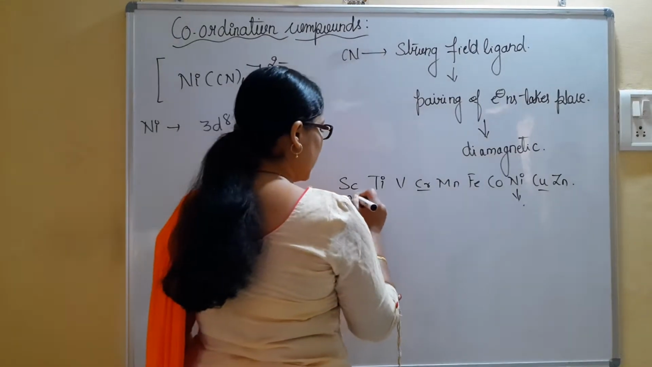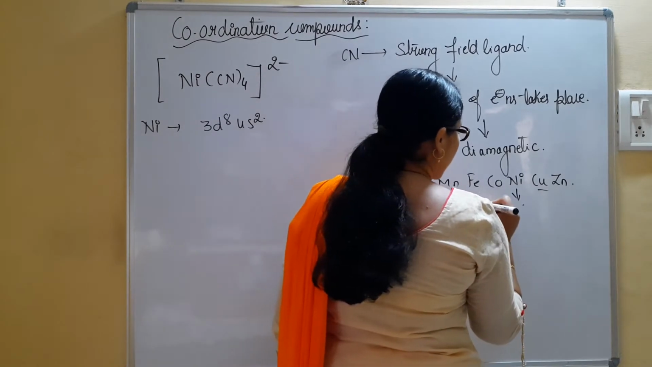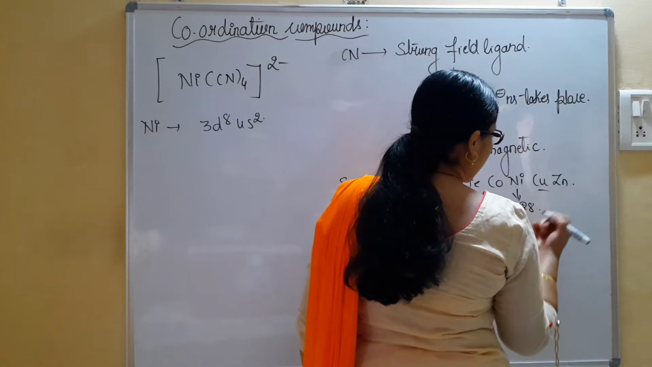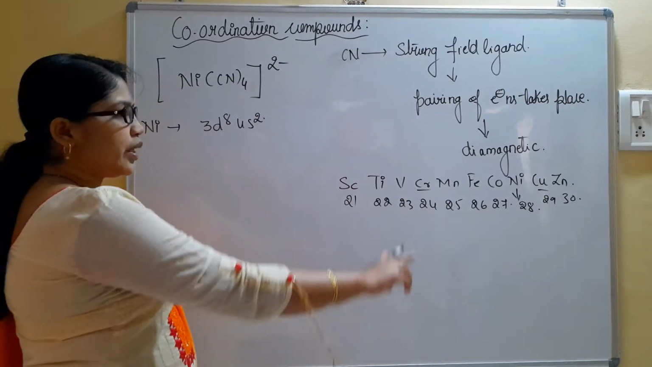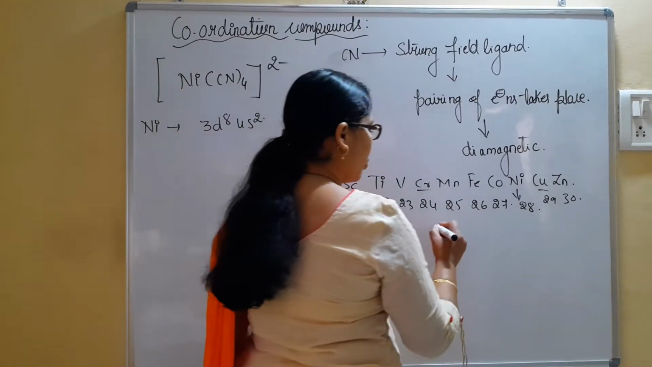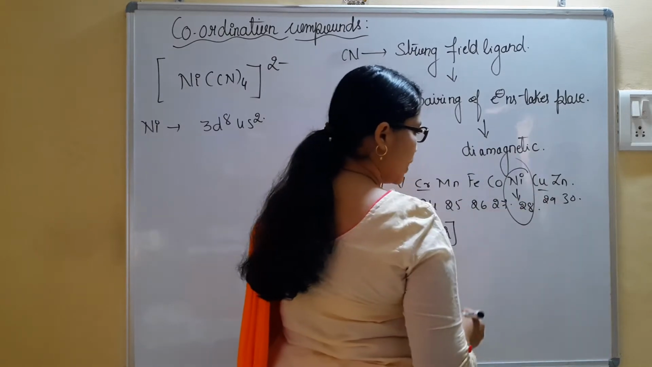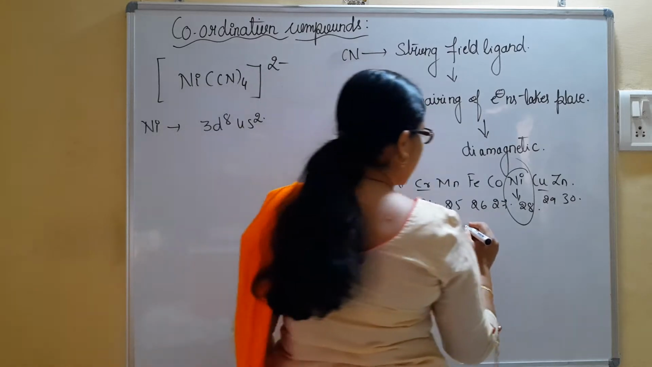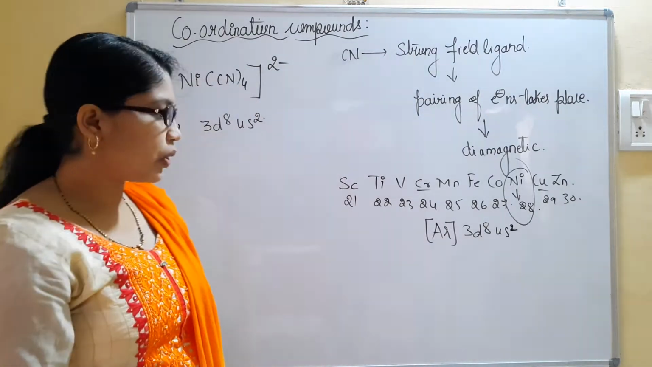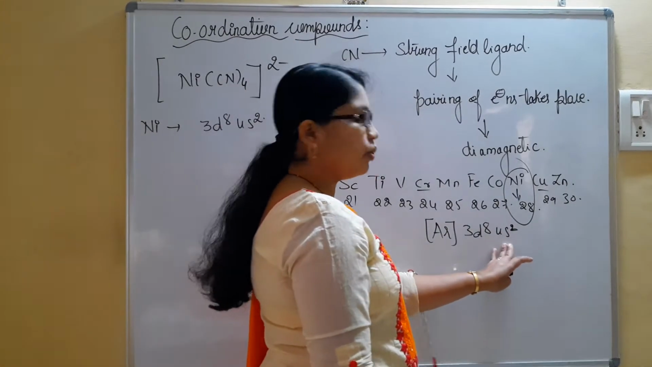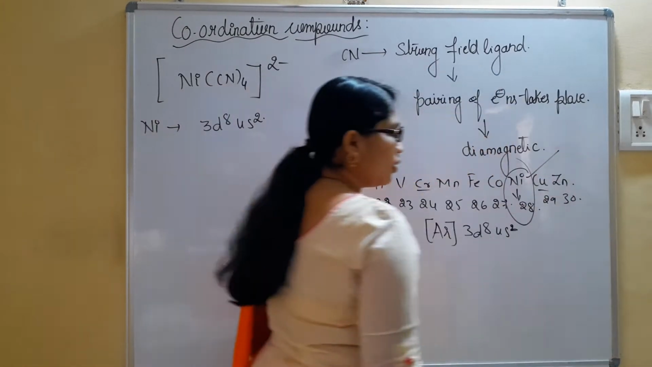And from scandium, it is 21, 22, 23, 24, 25, 26, 27, it is 28, 29, and zinc is 30. So when you have 28 here, we need to consider the argon configuration. So argon, and we have nickel as 28. Now it is 3d8 4s2. So 18 plus 2 is 20, plus 8, 28. That is the electronic configuration for nickel.